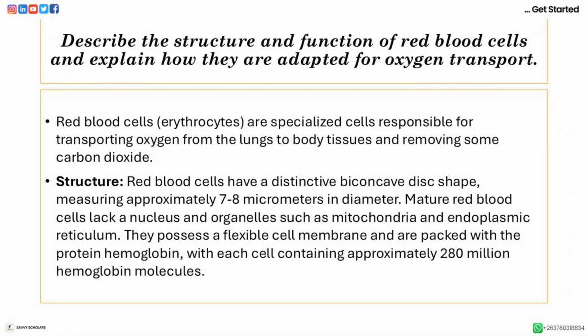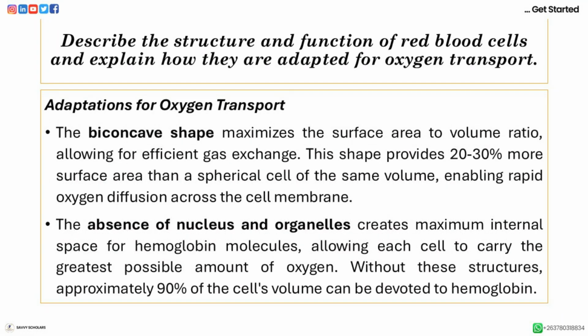Red blood cells have a distinctive biconcave disc shape measuring approximately 7 to 8 micrometers in diameter. Mature red blood cells lack a nucleus and organelles such as mitochondria and endoplasmic reticulum. They possess a flexible cell membrane and are packed with the protein haemoglobin, with each cell containing approximately 280 million haemoglobin molecules. The biconcave shape maximizes the surface area to volume ratio, allowing for efficient gas exchange.